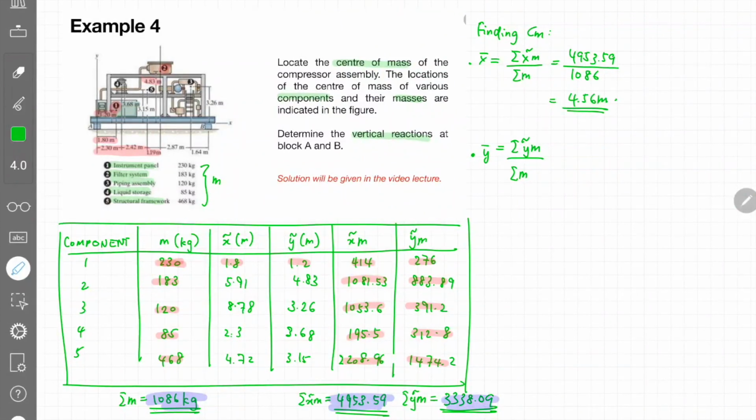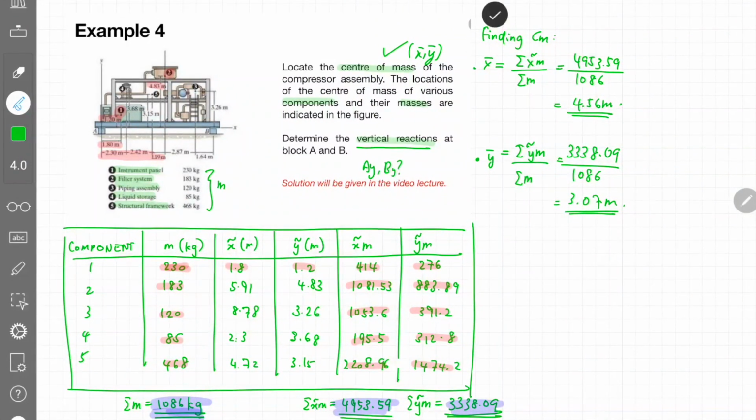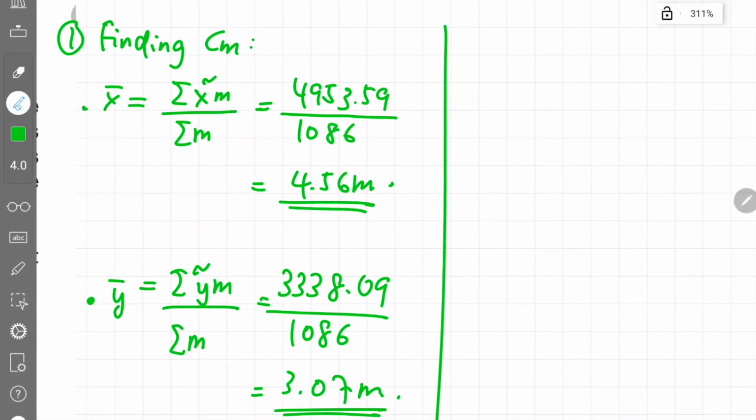Okay, so you do the same for the y bar as well. Just put in the value that you have calculated earlier from the table and you will get the y bar to be 3.07 meter. Okay, now for the second item requested in the question, we are going to look for the magnitude of the reaction force at point A and also point B.